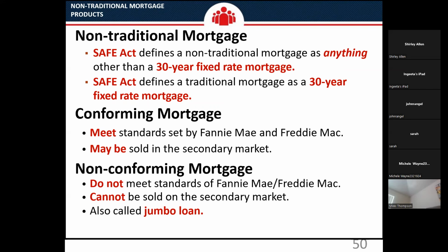Non-conforming mortgages do not meet the standards of Fannie and Freddie. They cannot be sold on the secondary market, and they're more specifically called jumbo loans. Jumbo loans. We're talking about non-traditional mortgage products.